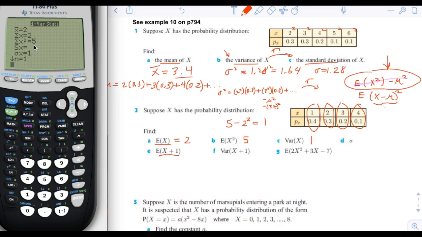There's another way we could do it. We could look at the sigma value, which is the standard deviation, and we see that the sigma value is 1, so that means sigma squared has to be 1 also, right?